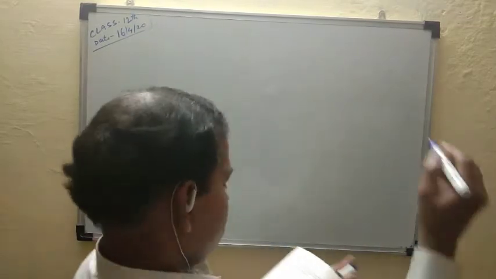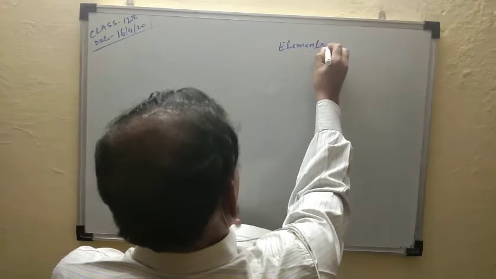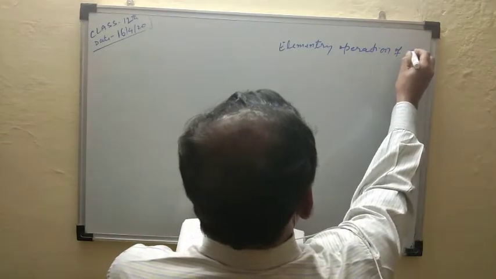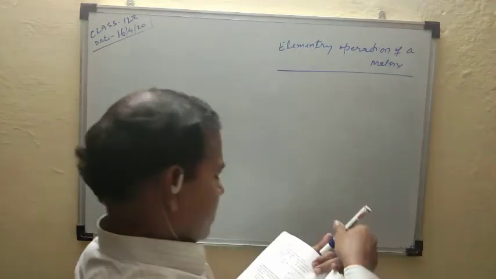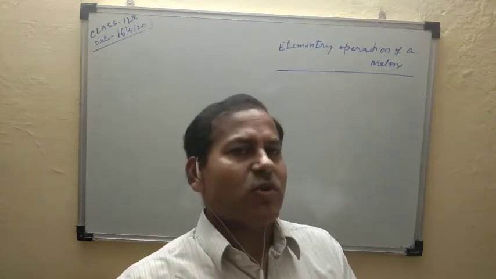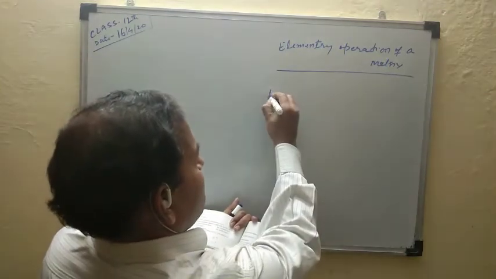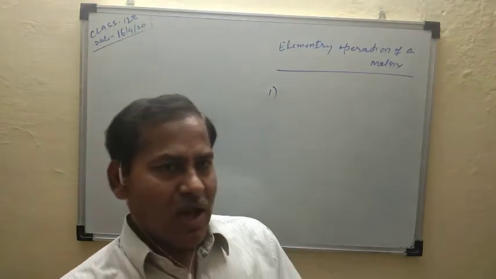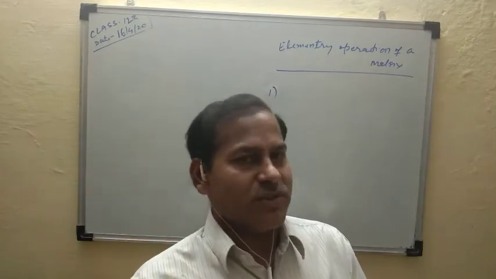Elementary operation of a matrix. Elementary operation, that is, elementary transformation. So, what is elementary transformation? Elementary transformation means using either row operation or column operation.